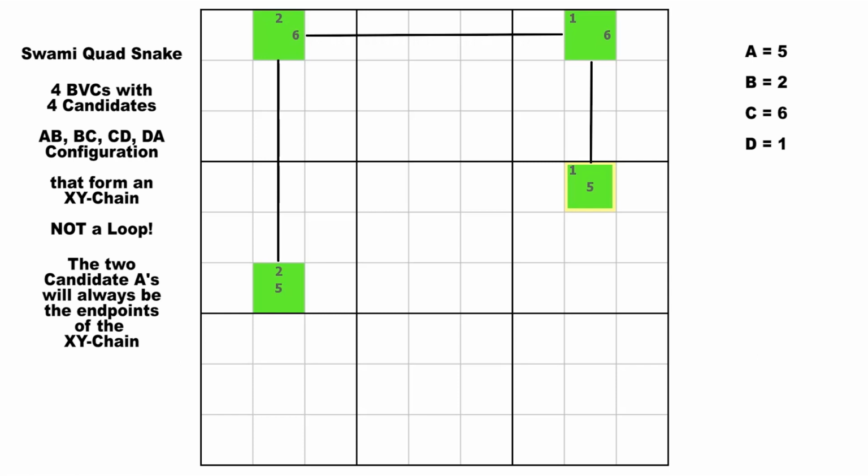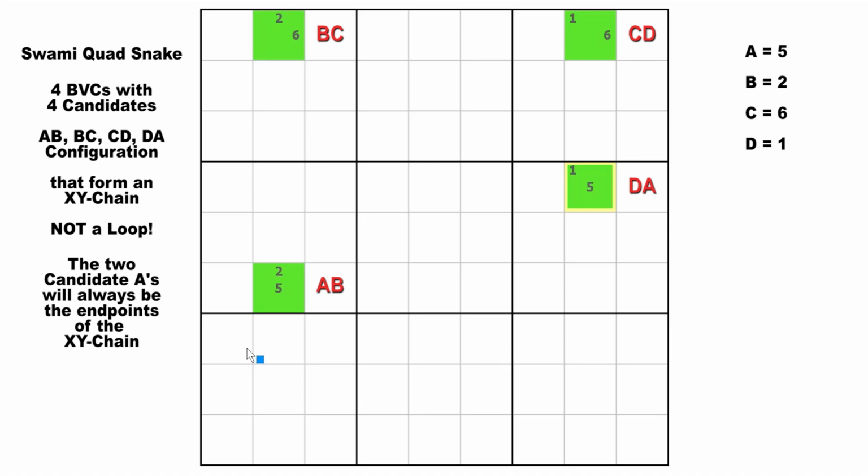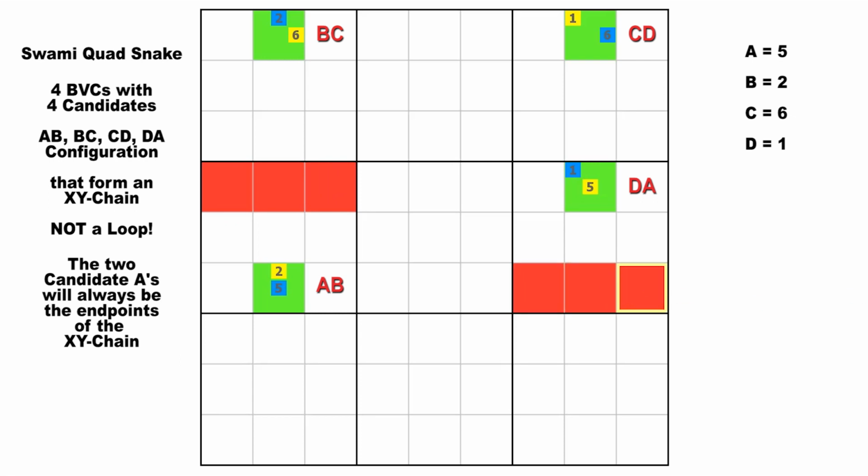All right, so here's the chain. This time our candidate A is 5. So we're going to start here and go strong to the 2, then weak, strong, weak, strong, weak, and finally strong to that 5. And the two 5s are the two endpoints. So any candidate 5 that can see both of those endpoints must be false, and in this diagram there are 6 places where that can happen. Here, here, and also here, here, and here. Those 6 red cells can see both of those candidate 5s. And so that means a candidate 5 in any one of those 6 cells would have to be false.